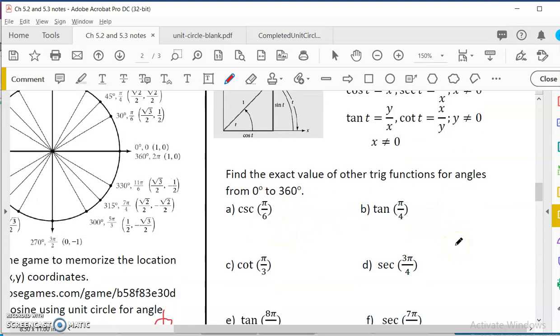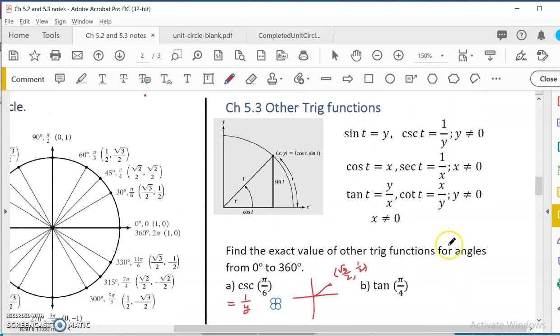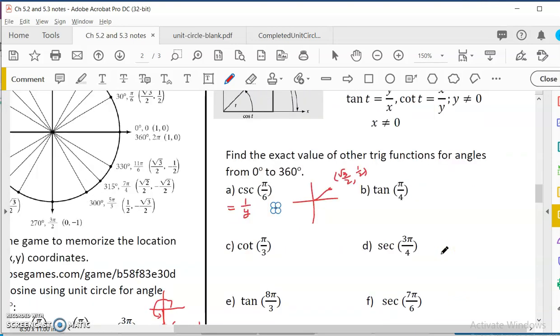So what is cosecant of pi over 6? I'm going to draw the unit circle again. Pi over 6 is here. The two numbers are what? Root 3 over 2, 1/2, right? For pi over 6. So cosecant is what? It's 1 over y. Let's look at cosecant. It's 1 over y. So our y is 1/2, so that's equal to 2.